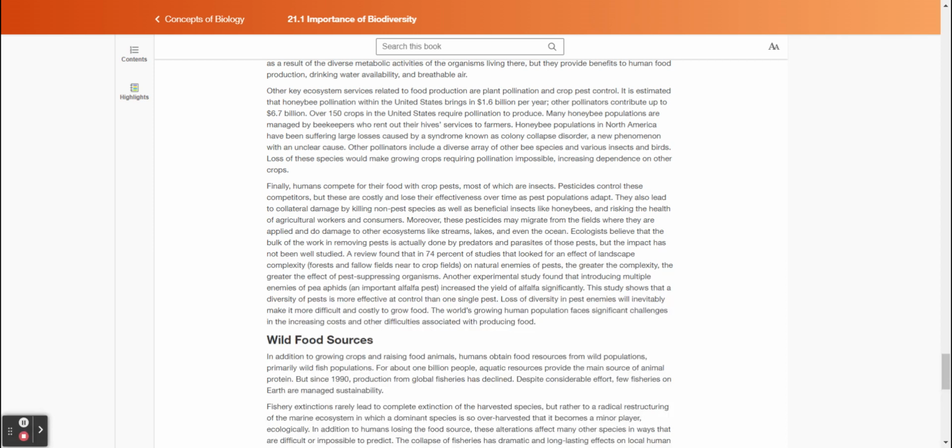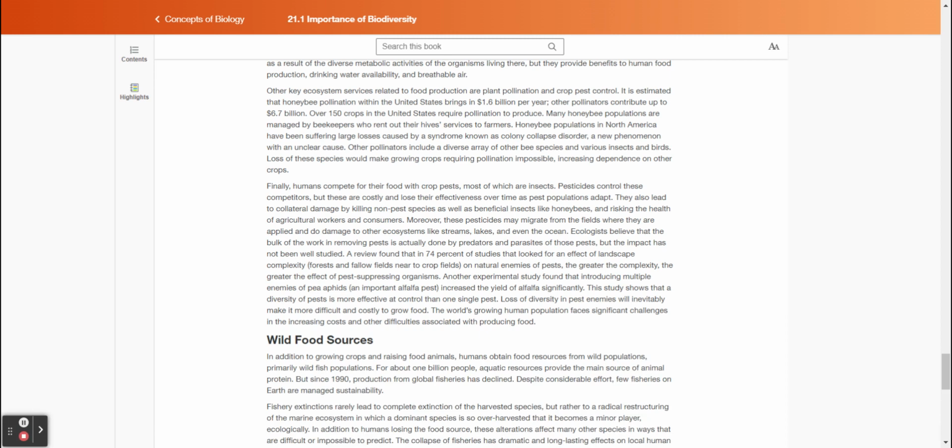It is estimated that honeybee pollination within the United States brings in $1.6 billion per year. Other pollinators contribute up to $6.7 billion. Over 150 crops in the United States require pollination to produce. Many honeybee populations are managed by beekeepers who rent out their hives' services to farmers. Honeybee populations in North America have been suffering large losses caused by a syndrome known as colony collapse disorder, a new phenomenon with an unclear cause.